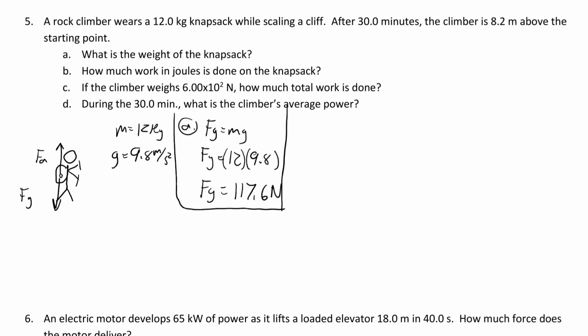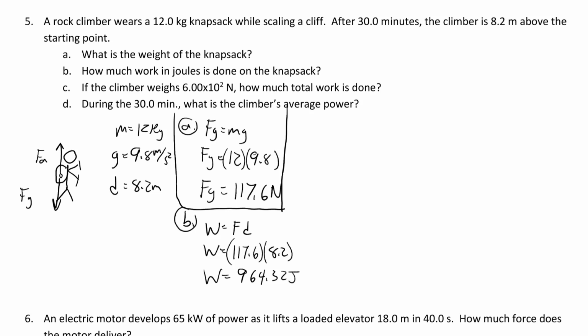Okay. Then for B, it says how much work in joules is done on the knapsack, on the backpack. So the distance that you're going is 8.2 meters up against gravity. This person has to exert a force up against gravity. So the work is equal to the force times the distance. It's 117.6 newtons times 8.2 meters. So the work is equal to 964.32 joules. All right, so that's for B.